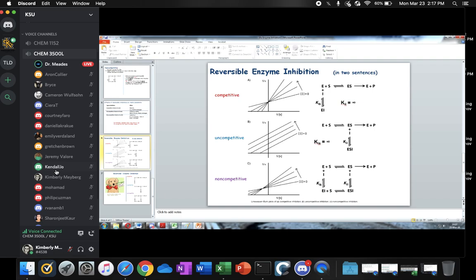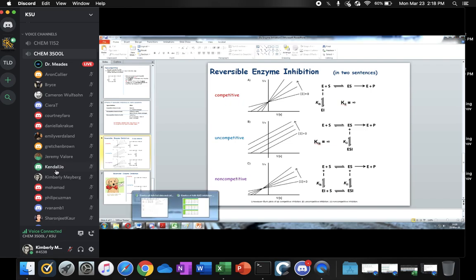Right? KIS is some real number. It never binds to ES. So if I had an arrow over there, the rate of forming ESI would be 0. The rate on the up arrow is infinity. It never makes it. It falls apart infinitely fast. I think we had that discussion last time we were in lab. Okay, so for a competitive inhibitor, KII is infinity.